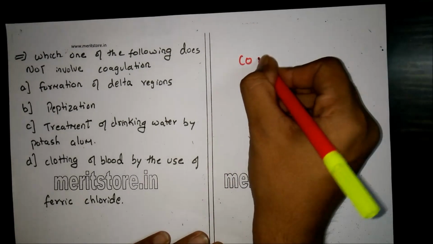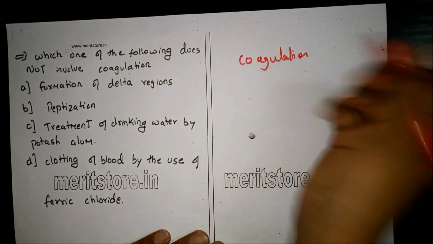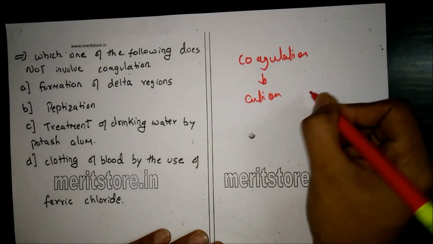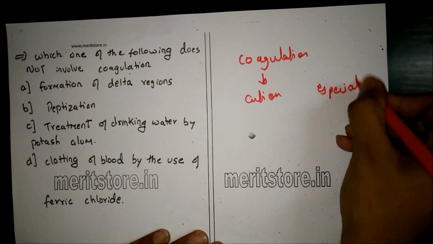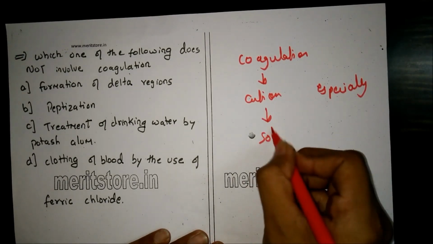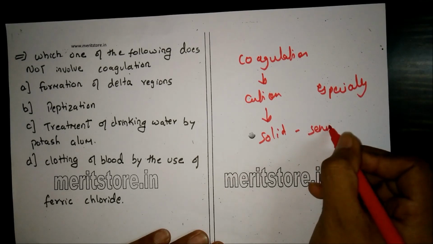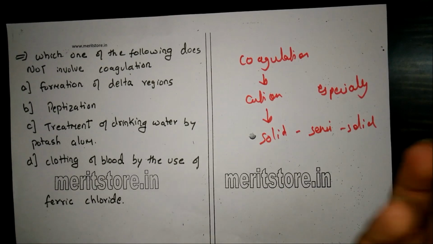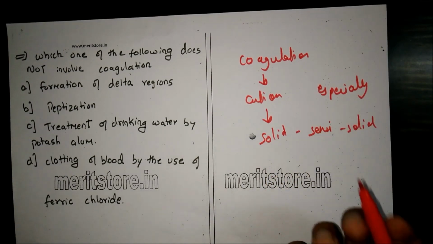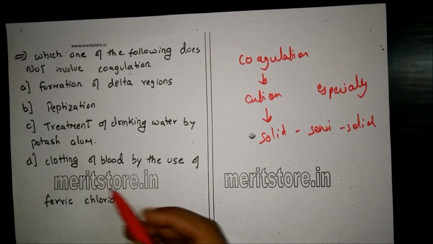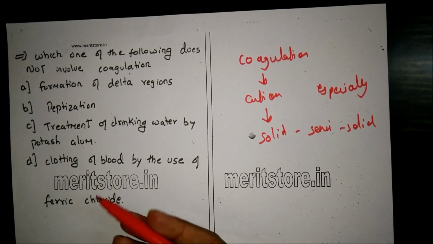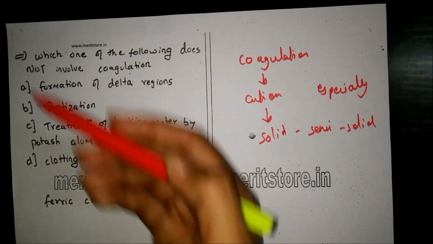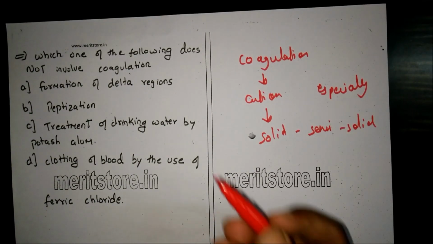Now, what is coagulation? The definition of coagulation is an action or process of a liquid, especially blood, changing to a solid or semi-solid state. So basically, coagulation is the process by which a liquid changes into a solid or semi-solid phase. In option D, clotting of blood by use of ferric chloride, there is also a change in state. Therefore, D is not the correct answer. Even in options C and A, both are forming a solid or semi-solid state. Therefore, they are not the correct answer.